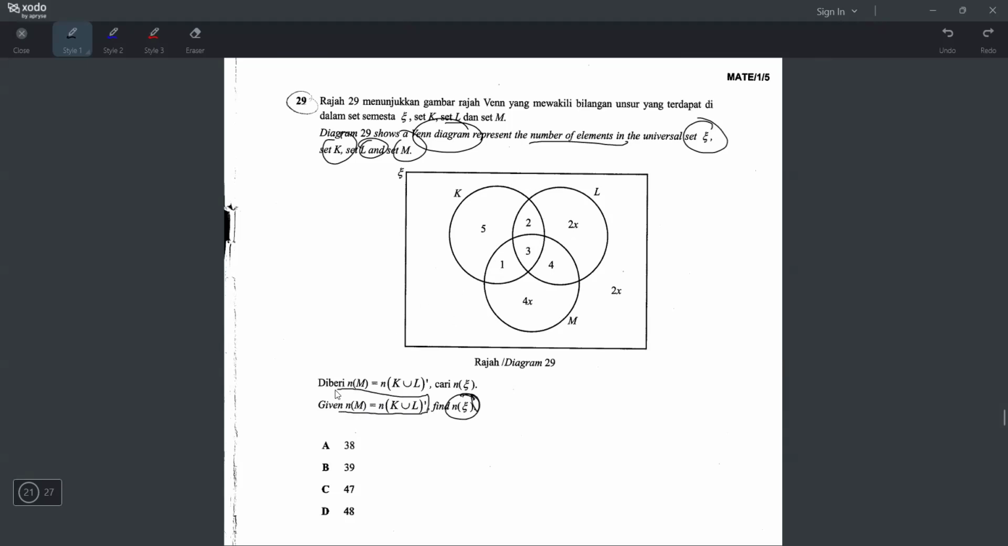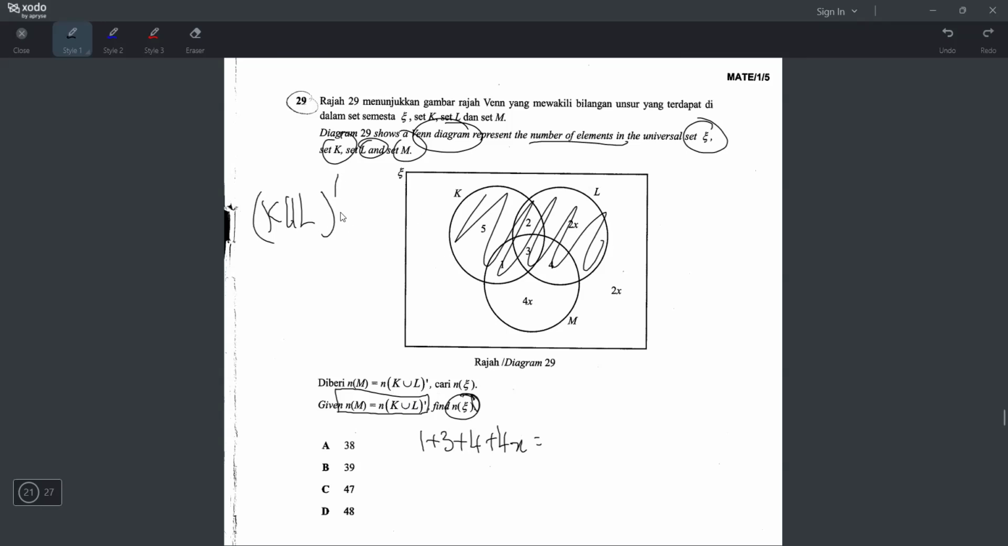Use this information. So what is n(M)? M is this. So what is the number of elements inside M? 1 plus 3 plus 4 plus 4x. Right? And then equals to (K union L) complement. Okay, what is K union L? K union L will be here. Because union means combine. You combine K and L, take everything.